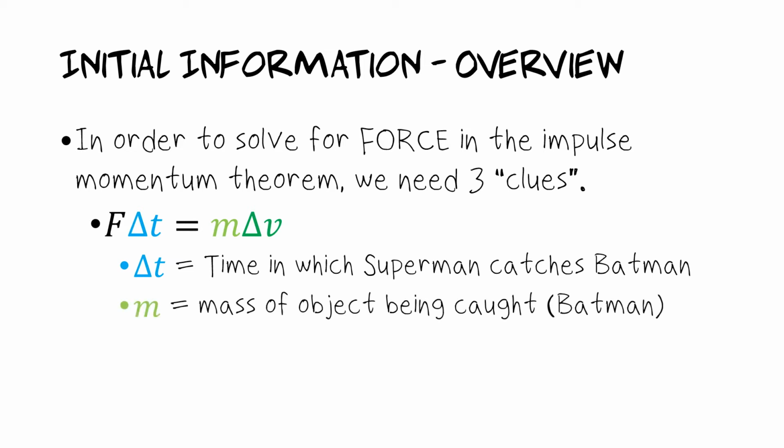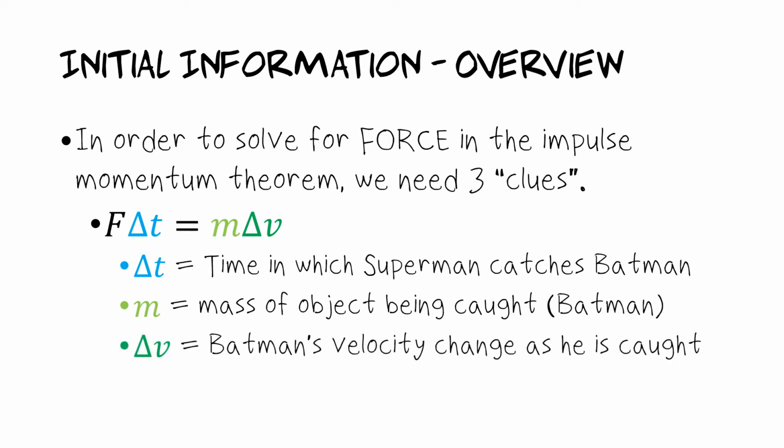The mass of the object in question for this problem is Batman, and the change in velocity is going to be Batman's change in velocity as he is caught. Remember, we're focusing on the vertical velocity only, and delta V is final velocity minus initial velocity. We're just going to assume the final velocity is 0. It's a simplification, but it'll help us solve it.